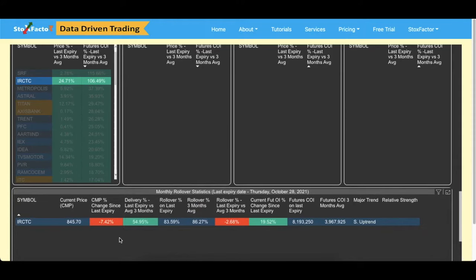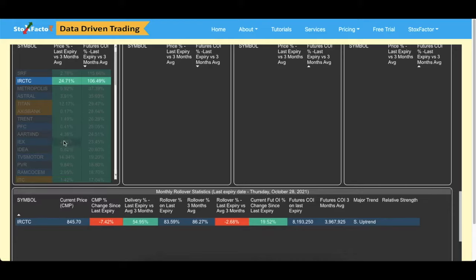But since a short position has been created, if we see the larger picture, we are seeing that the stock is in a strong uptrend, and the major trend is also an uptrend, and the relative strength with respect to Nifty is still not very strong. But since there has been an increase in futures OI and the price change has been significant, we'll keep this stock on our radar. So our stance is to keep this stock on our radar with a cautiously bullish stance.